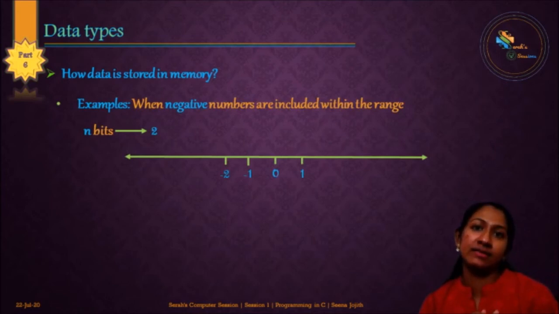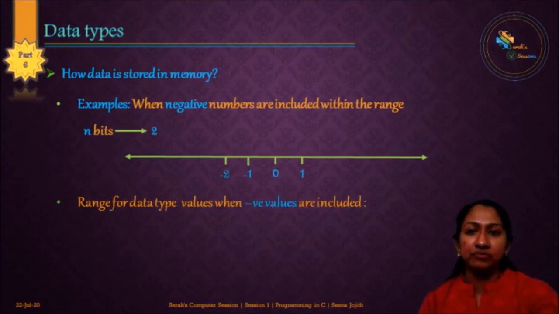look at the range. How can we calculate the minimum and the maximum range when we consider negative numbers also? Range of data type values when negative values are included.